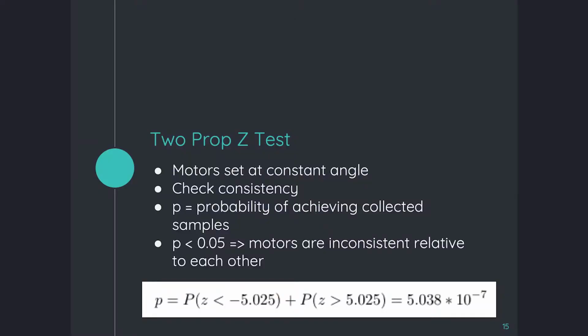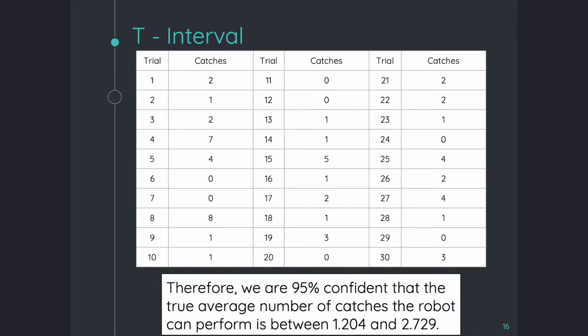So if you look at the equation at the bottom, the probability of that occurring when both the motors are consistent with each other is 5 times 10 to the negative 7, which is obviously extremely low. In fact, it is so low that it provides us with convincing evidence to say that the motors are not consistent with each other. The second statistical analysis we performed was for a T interval. Here, using a 1-ball cascade, so that's just one ball bouncing back and forth, we counted the number of times that a successful catch was made.